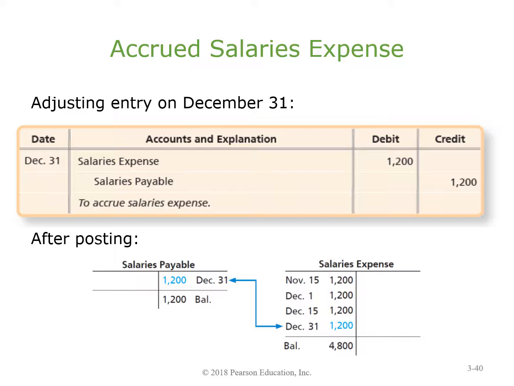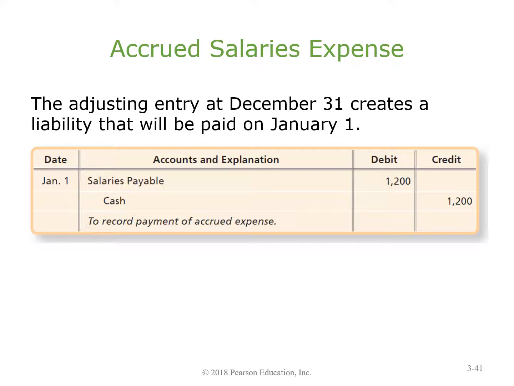So we need to show on the date that we run our financial statements, December 31st, that we have incurred an expense and we're going to pay them at a later date, January the 1st, the next day. So we would debit salaries expense for $1,200 and credit salary payable for $1,200. And that is an accrual. All right, the next day that we pay them, we just get rid of our payable, debit salaries payable for $1,200, and we credit cash because we pay them the next day.